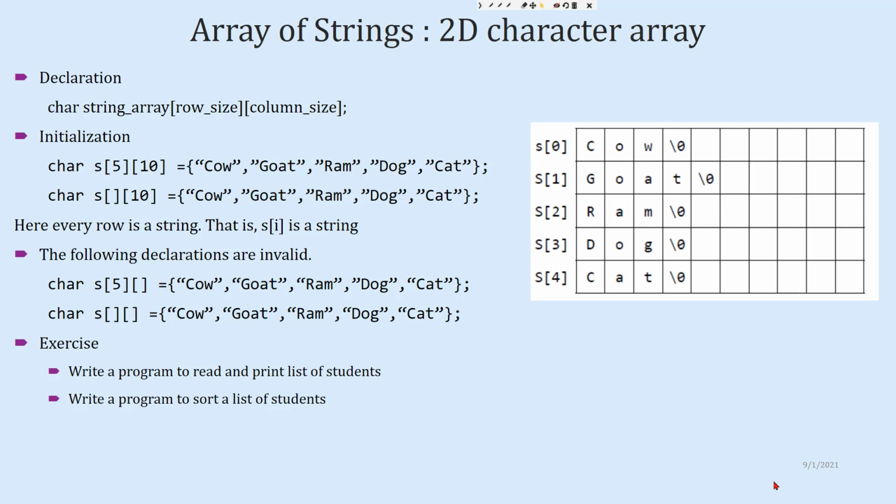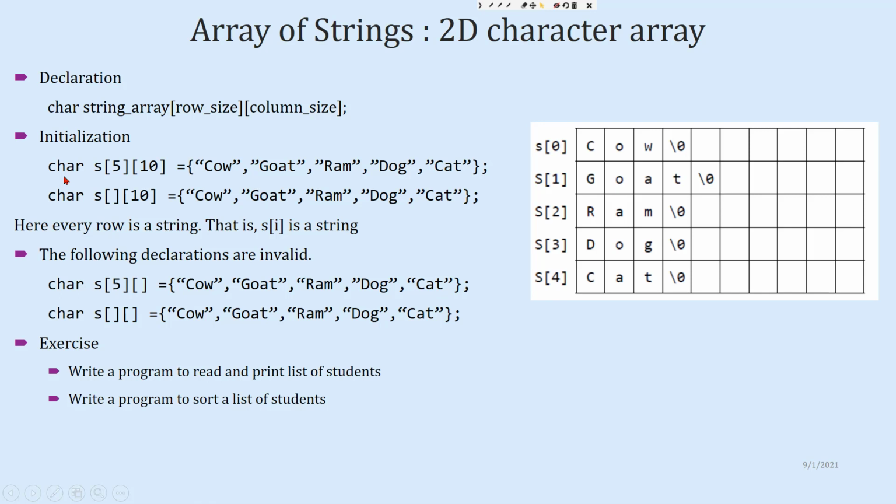Actually, string is an array of characters. Array of strings means a group of strings. The first string or the first name will have an index value 0. The second string will have an index value 1 and so on. In C it is very easy to implement. Just declare a 2D character array.